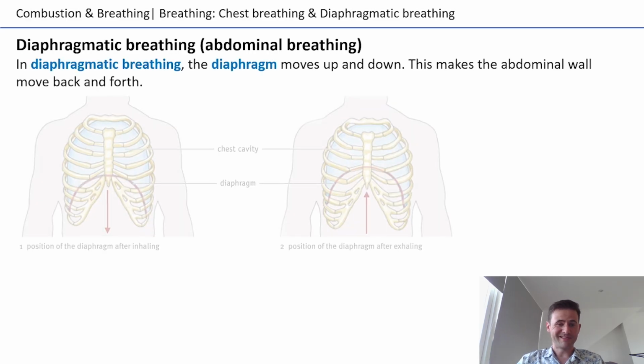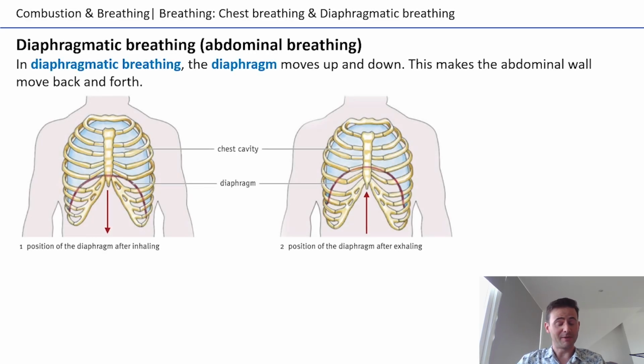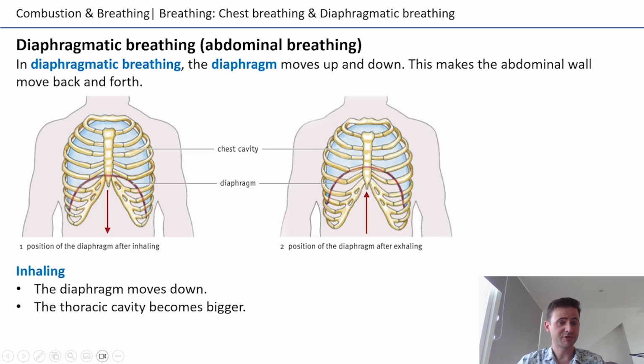Now let's look at diaphragmatic breathing or abdominal breathing. In this type of breathing, the diaphragm moves up and down, and this makes the abdominal wall move back and forth, so it makes your belly move in and out, and that's why this is sometimes also called belly breathing. When you inhale, the diaphragm contracts and moves down, the thoracic cavity gets larger, the lungs expand and become bigger, and air flows in.